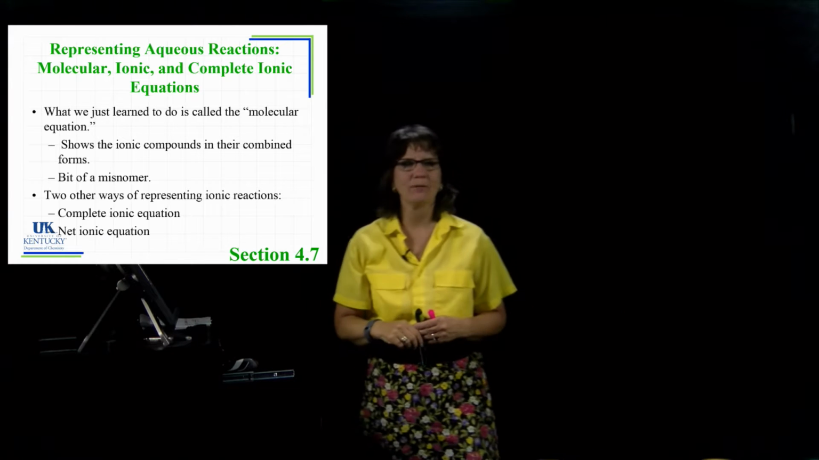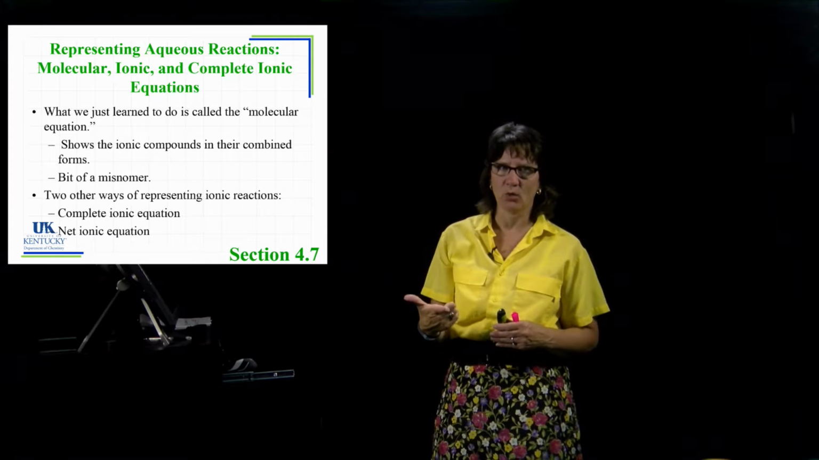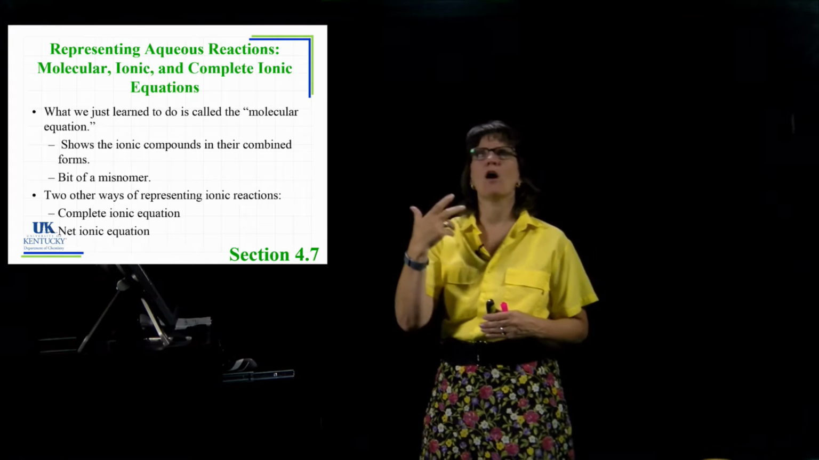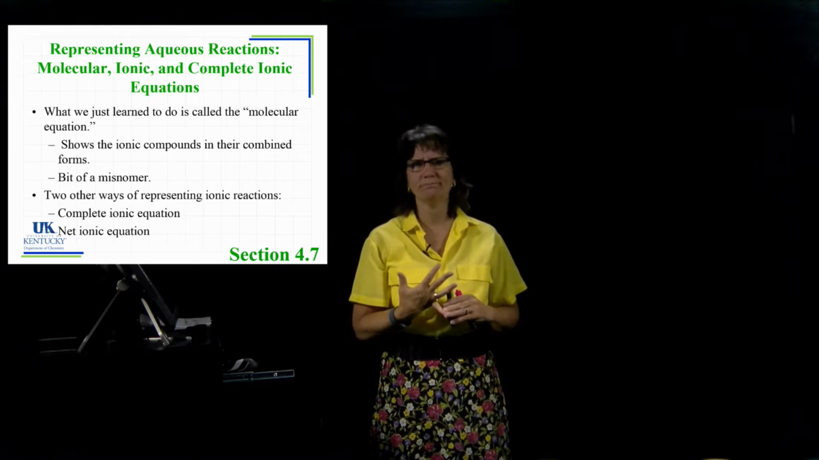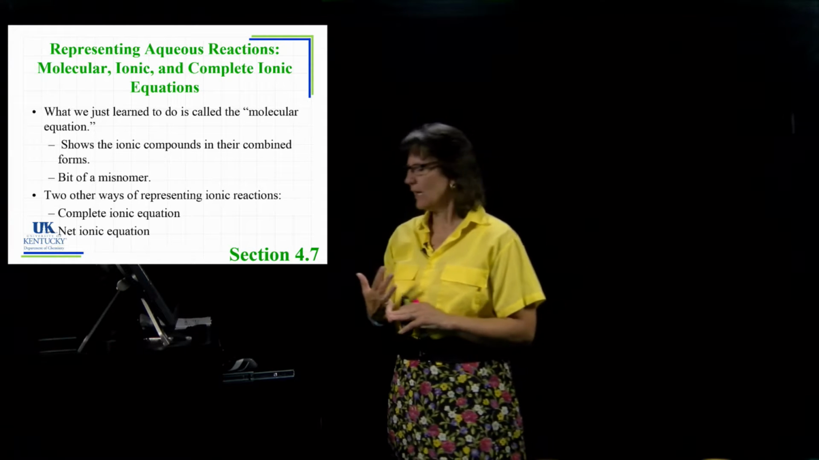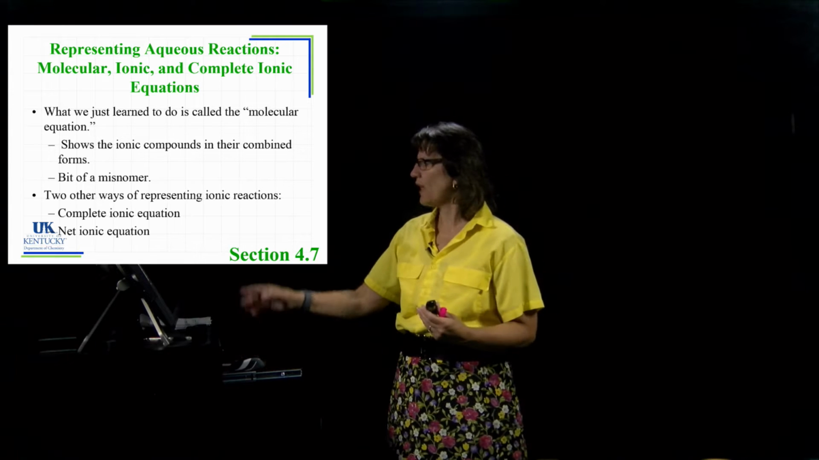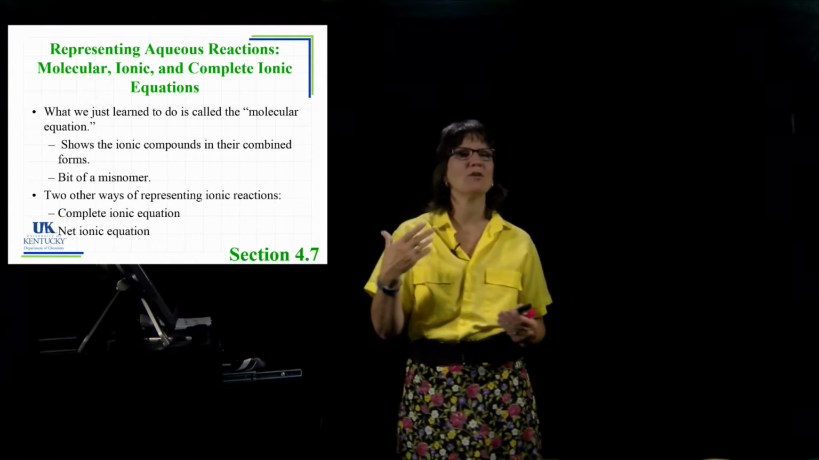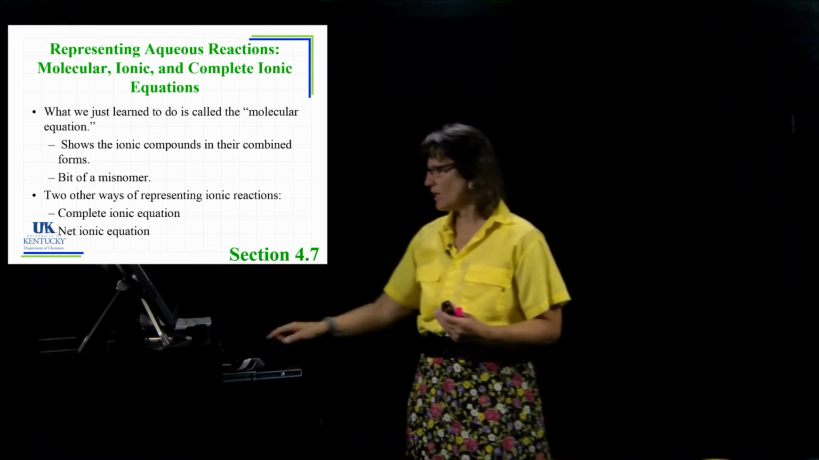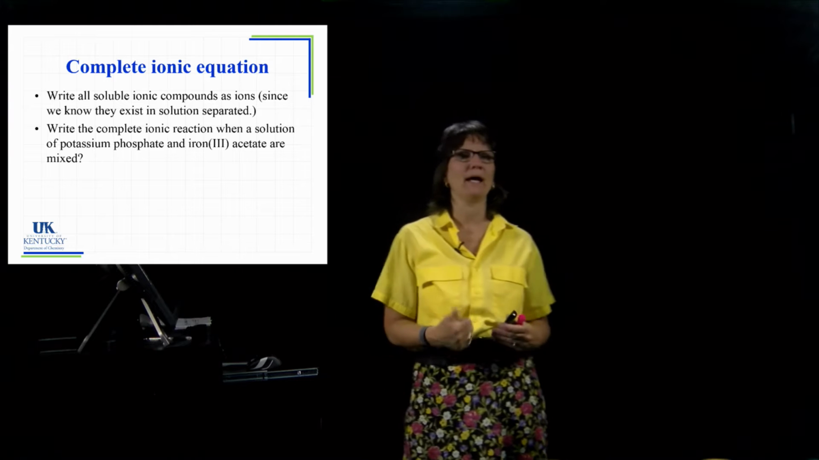What we're going to look at next are the complete ionic and what's called the net ionic equation. Net ionic equations are a common way of writing these precipitation reactions. We're also going to see that the ionic equations can be used for other types of reactions as we proceed on. Okay, so how do we write the complete ionic equation?